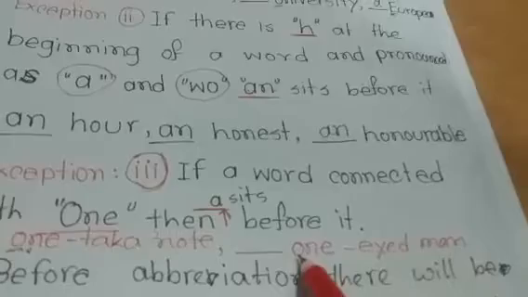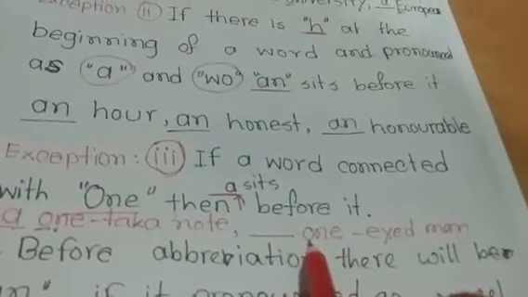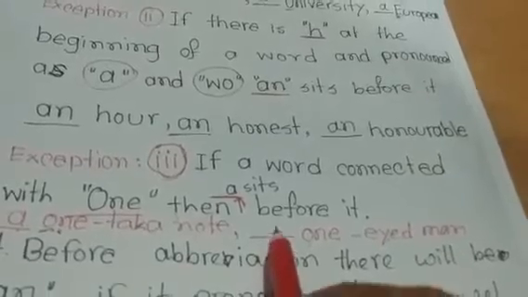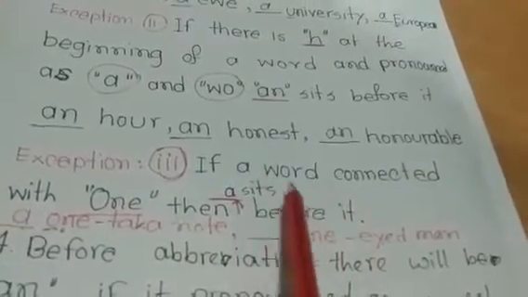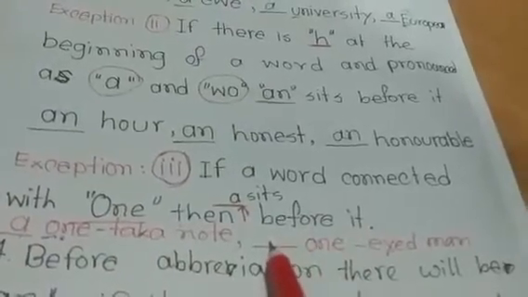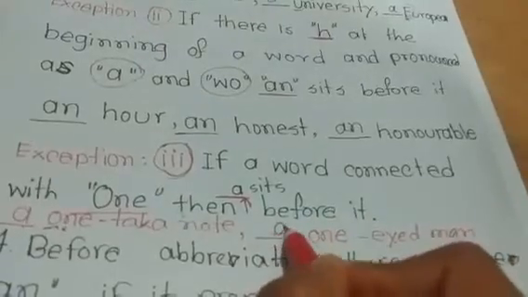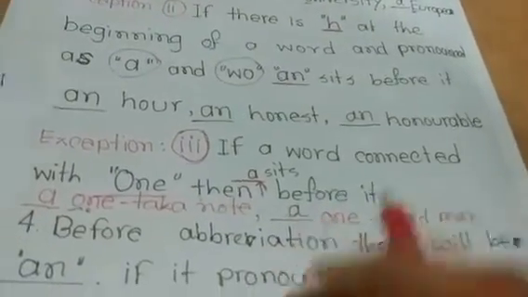"One-eyed man". Here is "o". What should we use here, "a" or "an"? We know if the word is connected with "one", then we will use "a", not "an". Here we will use "a". Okay.